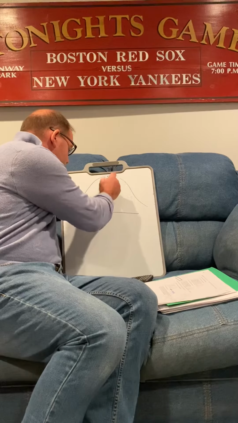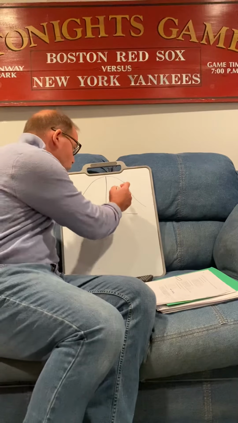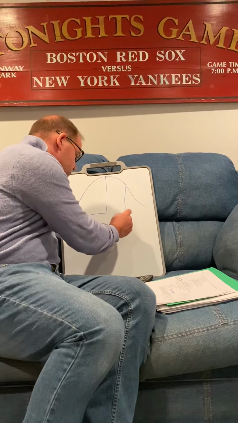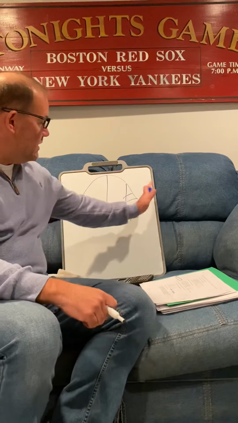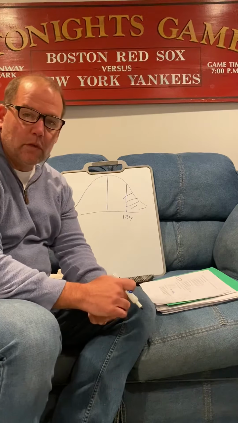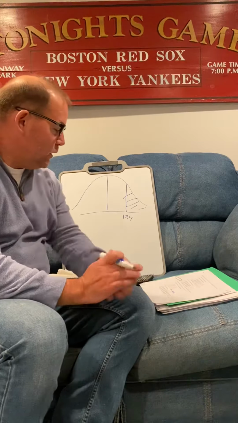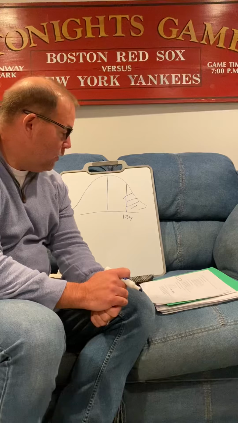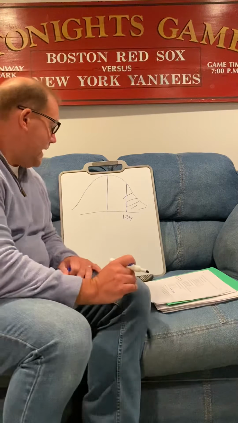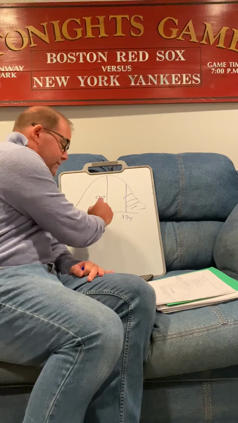If we draw a picture of what it's asking in number one, it says to the right of a z-score of 1.94. When it says to the right, we're going to shade to the right of the curve. And if you looked up 1.94 in your table, what you would find is an area of 0.9738.